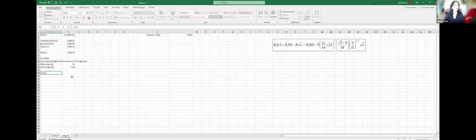So molar mass in kilogram is equal to that times, yeah, because 1 kilogram has 1,000 grams. Density in kilogram per cubic meter. Now is your task.